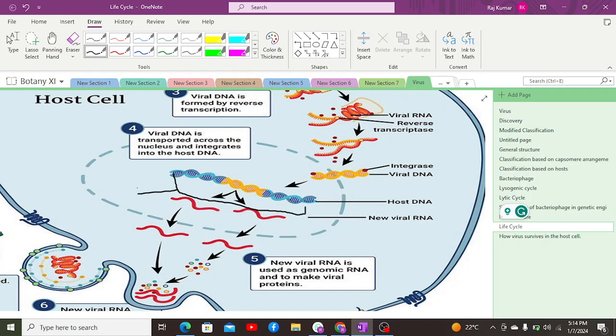Now, once this structure forms, there is a requirement of an enzyme known as RNA polymerase, which is a host enzyme. Once RNA polymerase is utilized, mRNA is formed, then viral genome and viral protein are formed accordingly, either through translation or by directly using mRNA as viral genome, as a result of which the structures are formed.